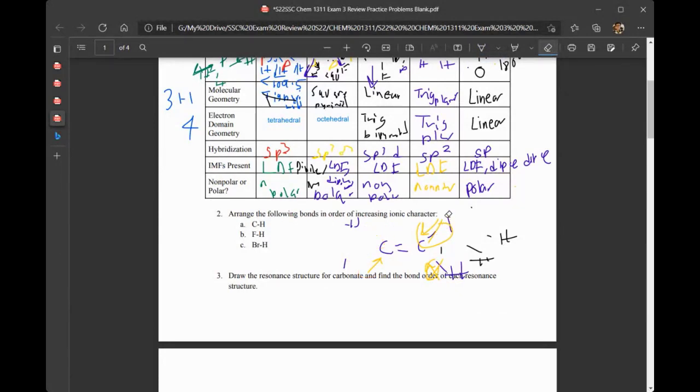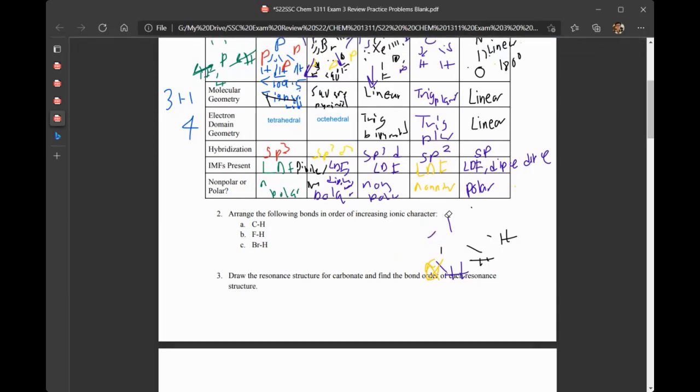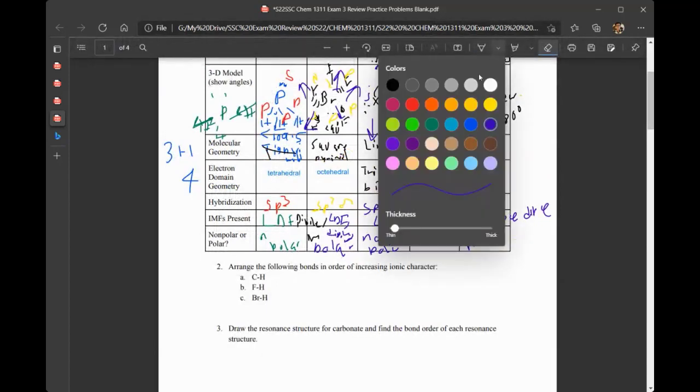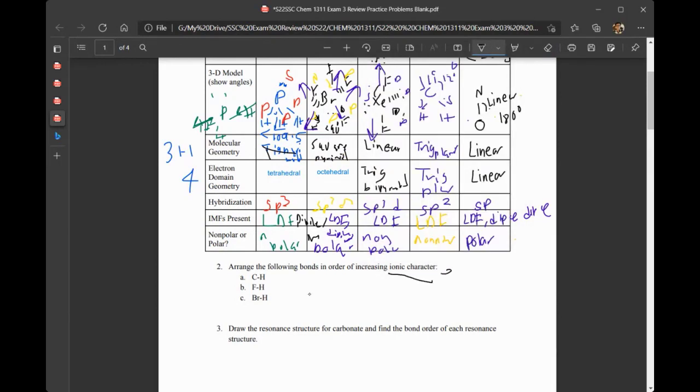Okay, so let me go ahead and just erase this work, and then we can talk about the next problem. So this problem is asking us to rank the following bonds in order of increasing ionic character. So what's going to happen is we know that ionic character is another measure of electronegativity difference. So if we see what's going on here, we have all these H's, and then we can rank them in terms of electronegativity with these three guys, right?